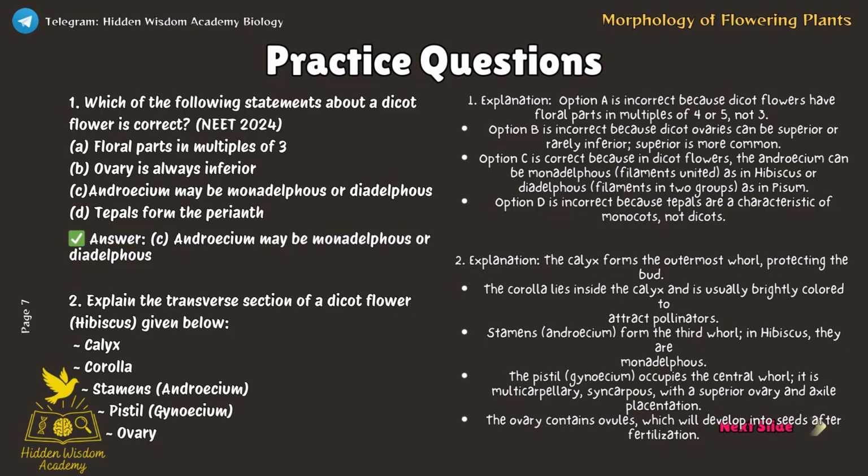The calyx protects the bud, while the corolla lies just inside it to attract pollinators. The stamens, forming the androecium, are often monadelphous, with filaments united. At the center lies the pistil, which is multicarpellary and syncarpous, with a superior ovary. Inside the ovary, the ovules are arranged along the axis in axile placentation.